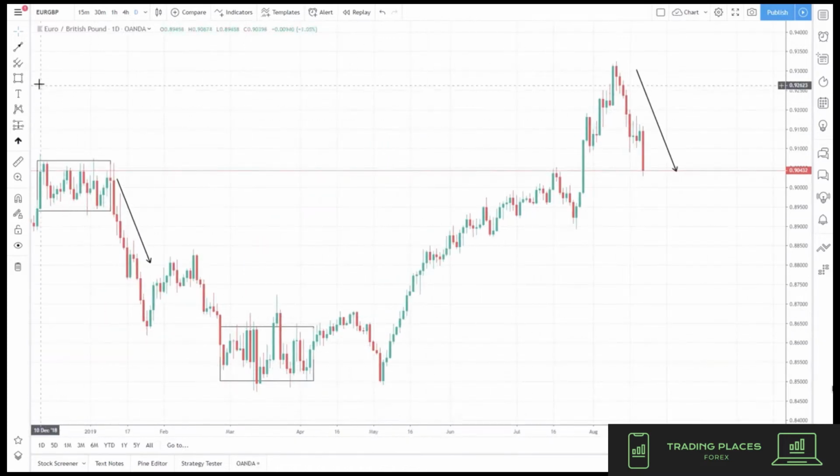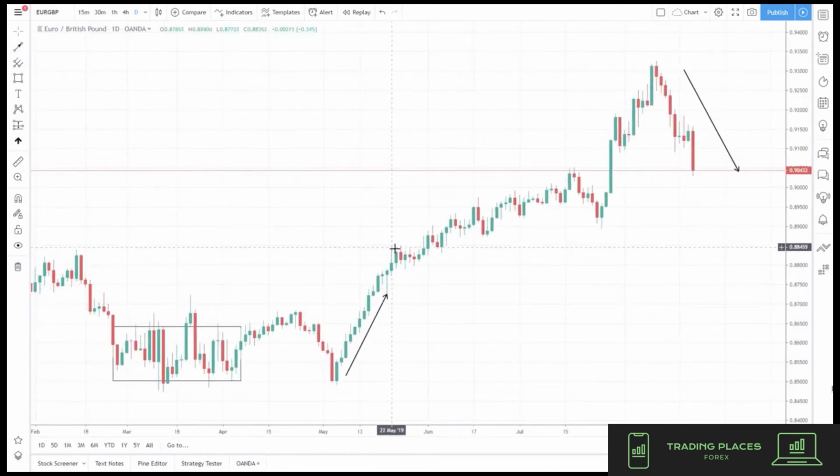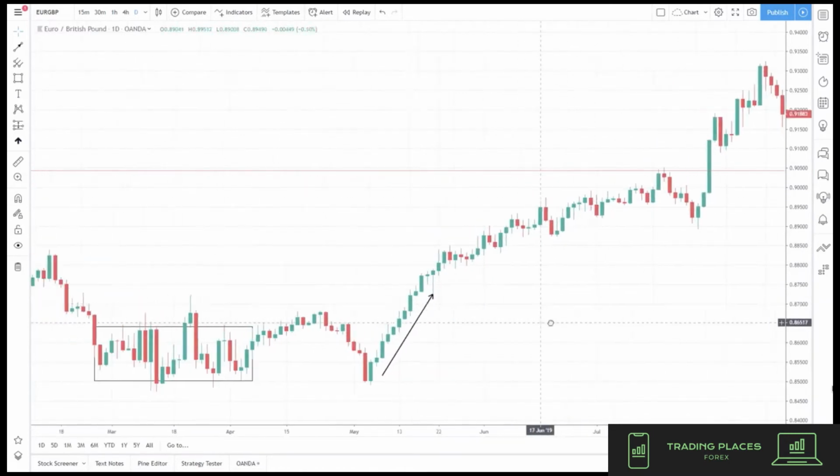Right here, we have big moves to the upside, small little moves to the downside on this wick, right? And even right here, little pauses. But we're continuing moving to the upside.